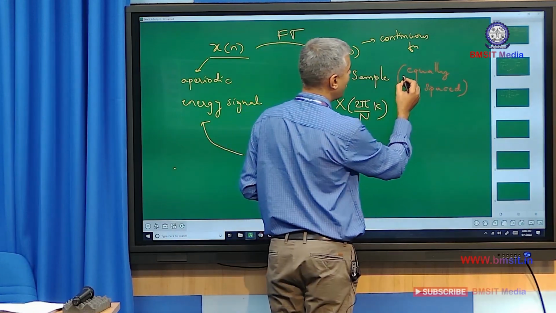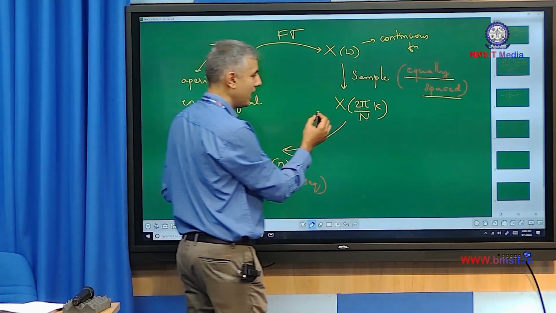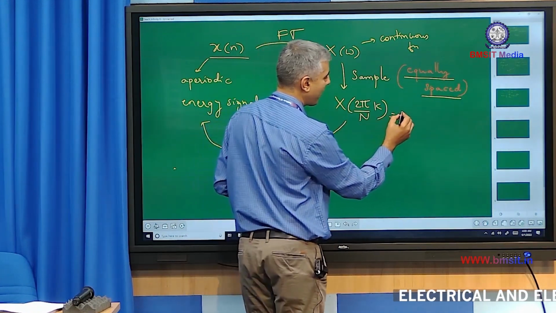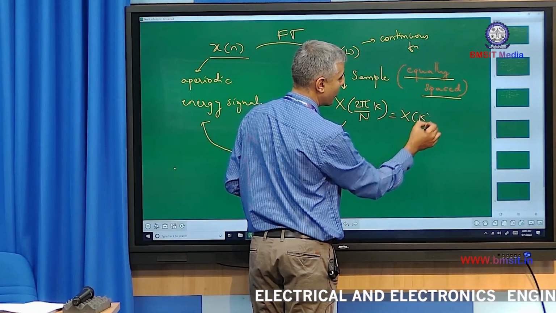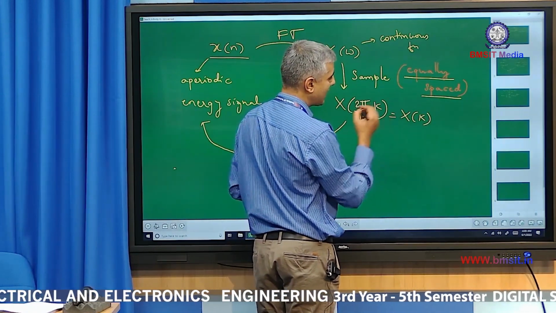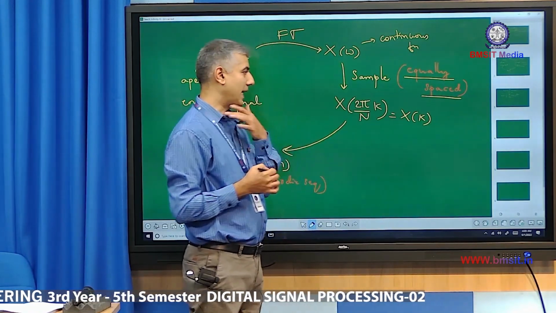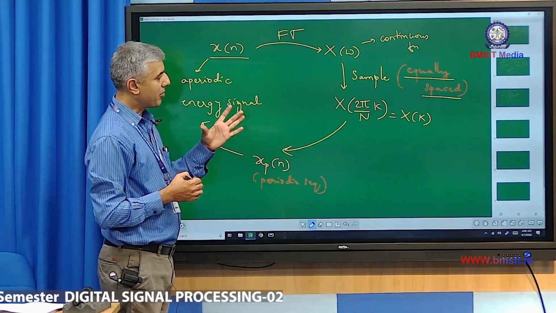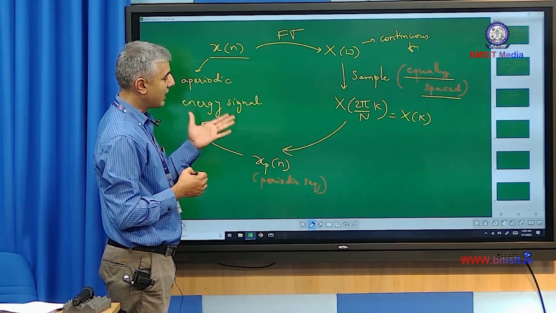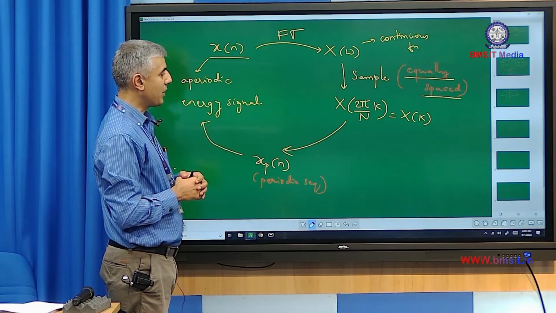We have taken equally spaced samples of X of omega and hence obtained X of 2 pi by N k. This can, in a simpler way, be written as X of k also, because you can observe that 2 pi as well as the capital N are constants, and only k is a variable. So, I can represent it as a function of the variable k. This way we can represent X of omega. We have shown that the signal can be exactly recovered and reconstructed from the frequency domain samples.